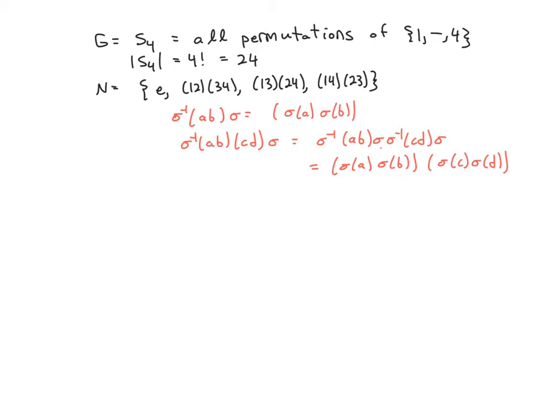And so the point is when you conjugate one of these permutations in this subgroup, you're going to get another permutation that consists of exactly 2 2-cycles. And these are all the permutations with 2 2-cycles. So you're going to get another permutation in this set. And so we see that sigma inverse tau sigma is in N for all tau in N and for all sigma in S4. So in fact, this is a normal subgroup.